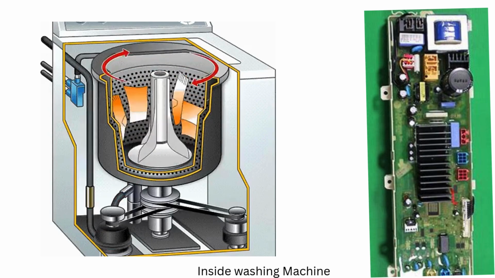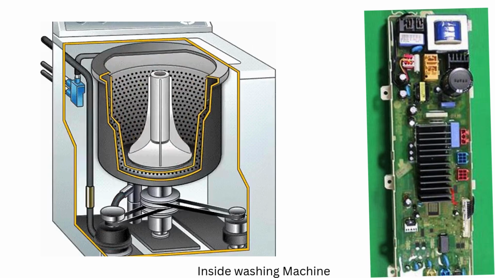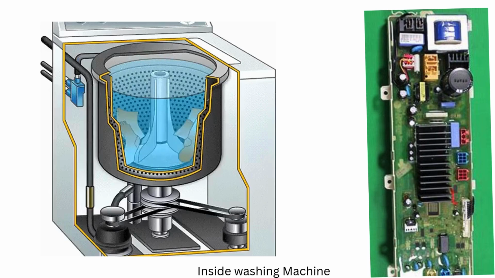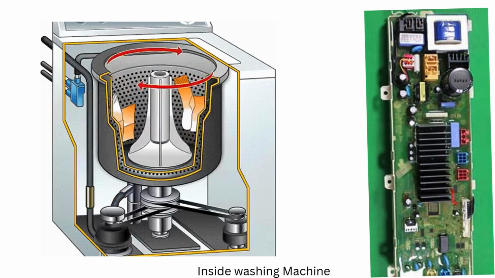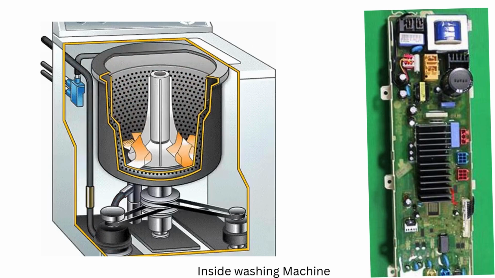Temperature sensors check if the water is warm enough or not. And diodes protect sensitive parts from voltage spikes. Even the display and buttons use resistors, capacitors, and LEDs. What seems like a simple appliance is actually a well-designed electronic system.